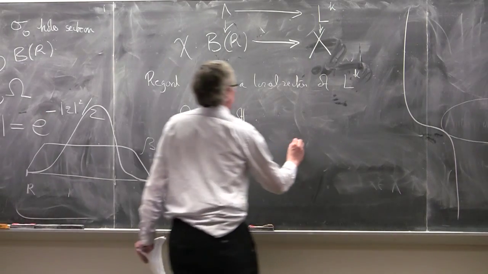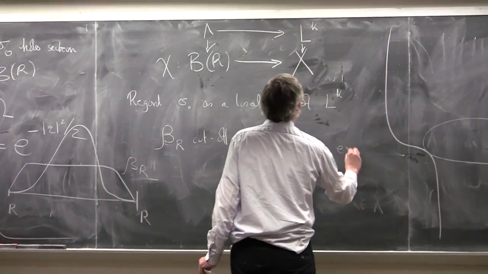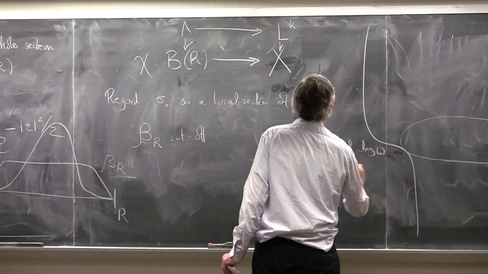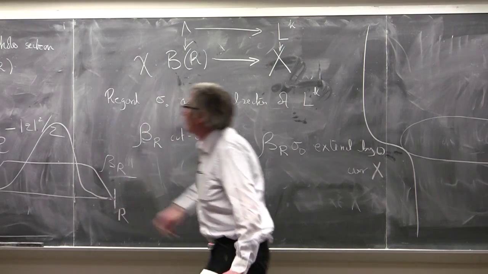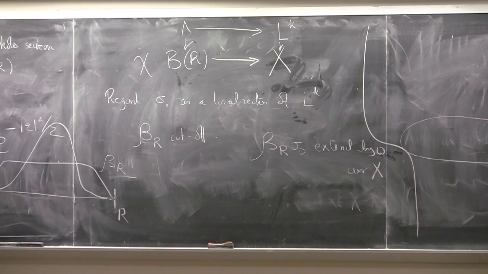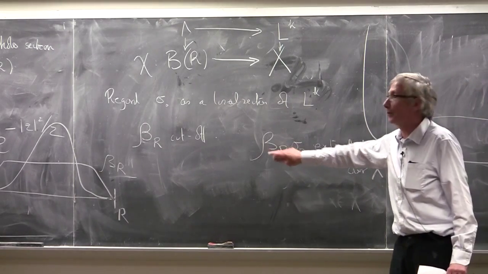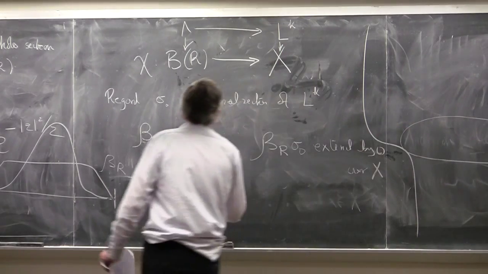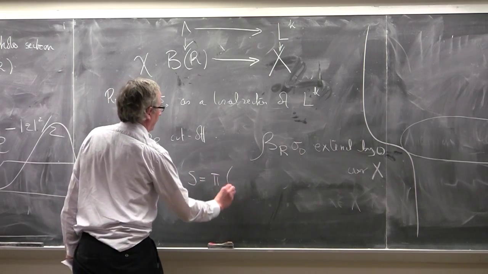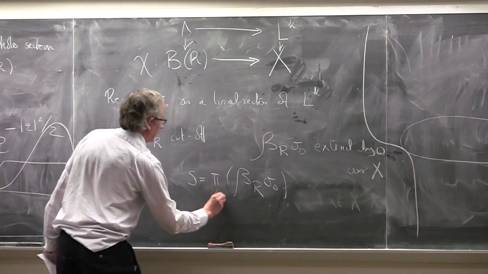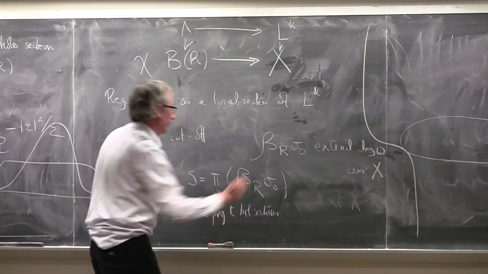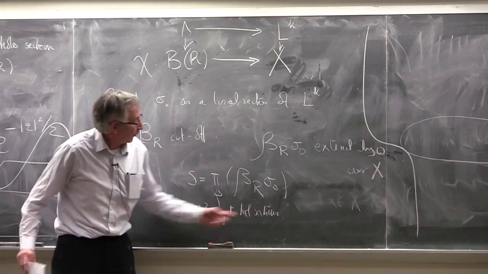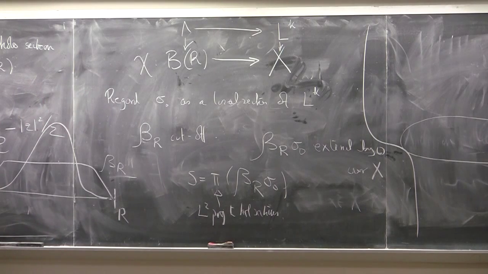So we can consider beta R sigma naught, we extend by zero over X. So this is a function vanishing outside the R ball, as indicated. But of course it's not holomorphic, because we've got this cutoff function. So what we're going to then define is, say, S is pi of beta R of sigma naught, where this is L2 projection to the holomorphic sections. This is certainly something we can write down. The space of holomorphic sections is a finite-dimensional vector space, over this compact manifold. We can certainly make this L2 projection, and certainly what we get is a holomorphic section.